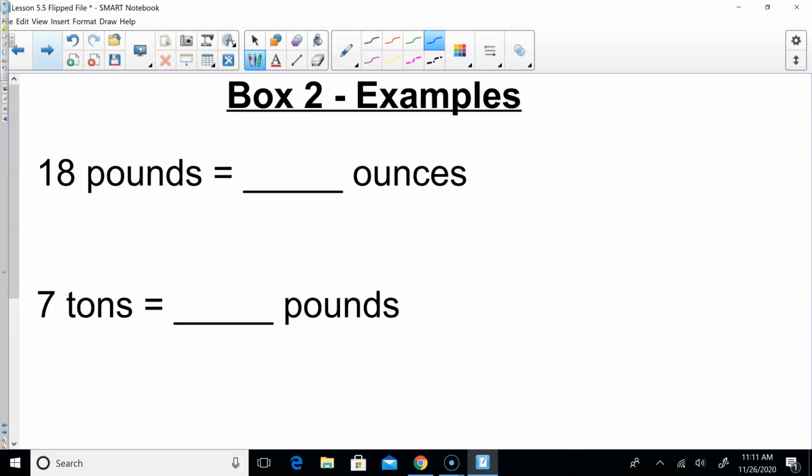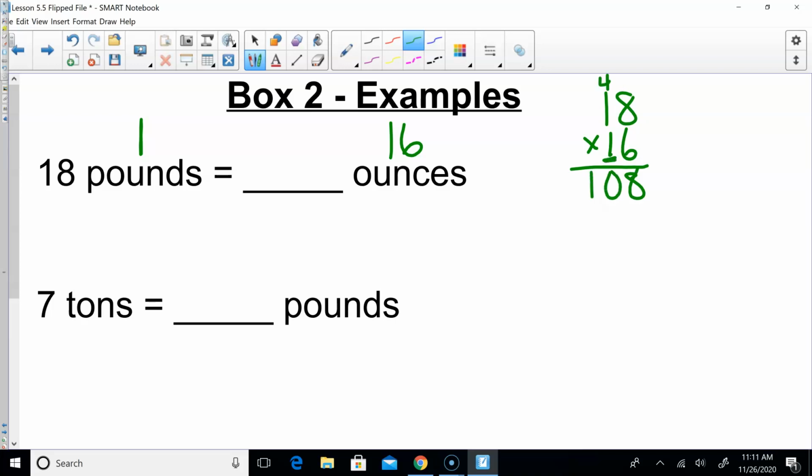And now we have some examples. As we've seen in the past, we have a certain number of pounds, how many ounces? So you have to find that relationship. We know a pound is bigger. If we go back to our notes, we know that 16 ounces equals 1 pound. So that means I have 18 groups of 16. So 18 times 16. 6 times 8 is 48. 6 times 1 is 6, plus the 4 is 10.